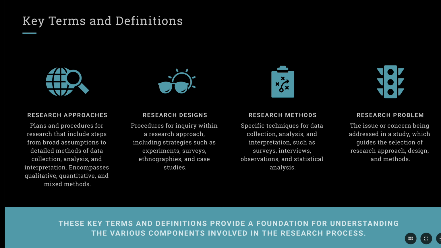The research problem is the issue or concern that's addressed in the study, and that actually guides your approach, your design, and your methods. So a lot of times when we're seeing that approach, it's going to be super broad, but where people go wrong is they start with the approach and they don't start with the problem. So what we need to do is identify the problem, then work backwards with, this is my problem, I need to figure out my approach.